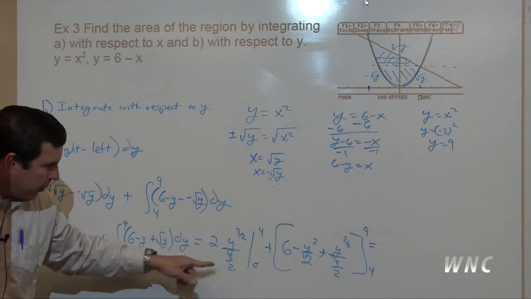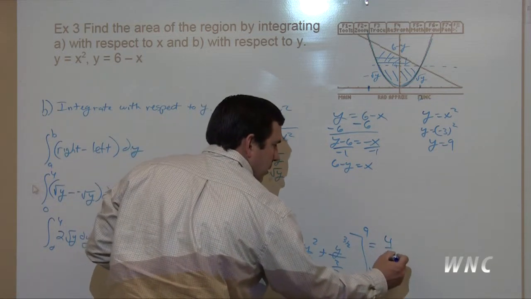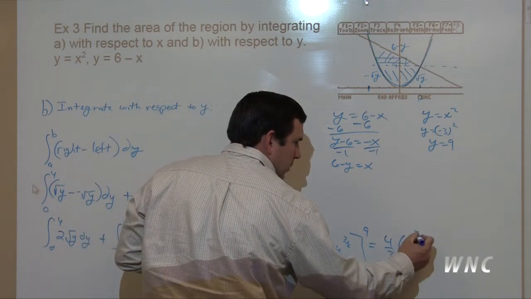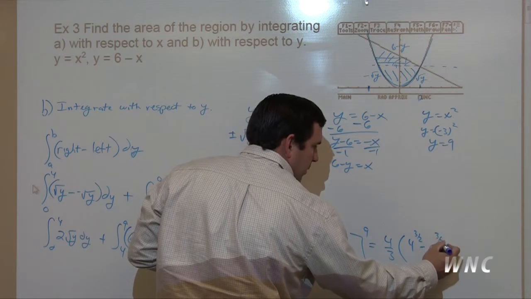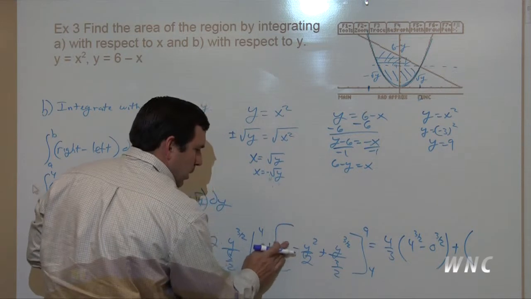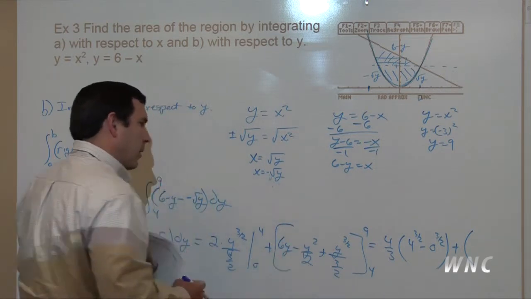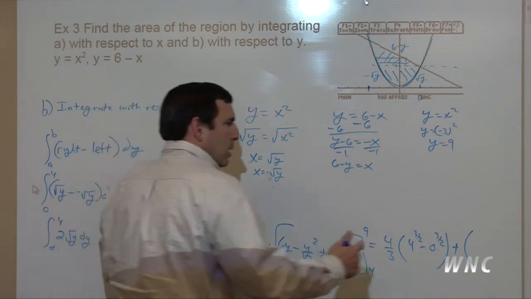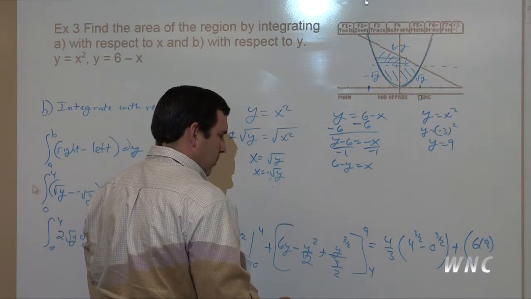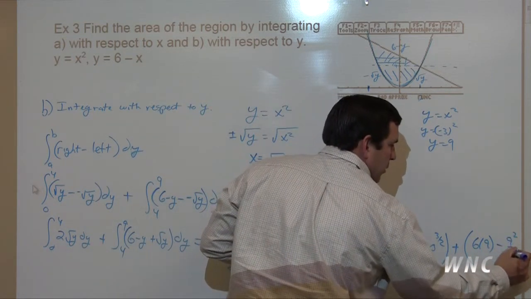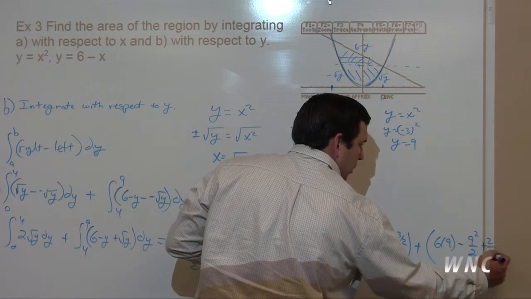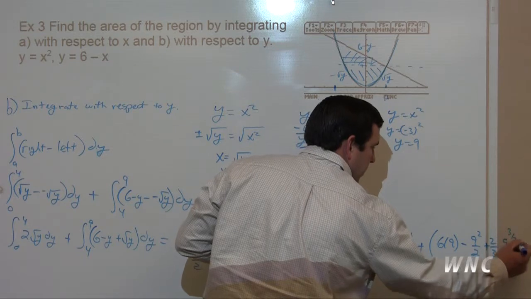Doing the math here, this is 4/3 times 4 to the 3 halves minus 0 to the 3 halves. And we have plus, this should have been a 6y. That's 6 times 9 minus 9 squared over 2 plus 2/3 times 9 to the 3 halves.